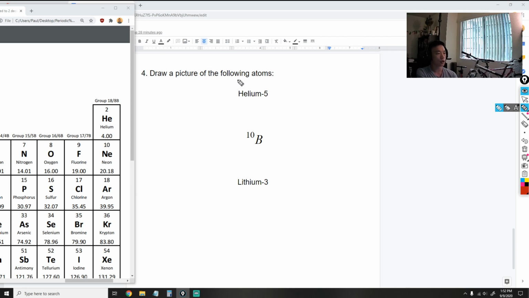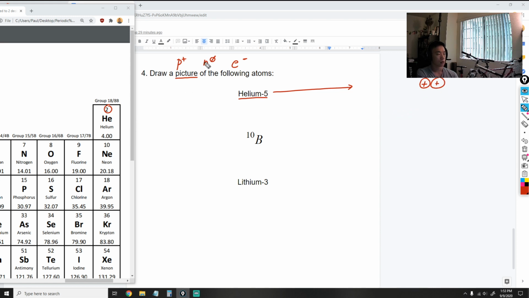Okay, so whenever we want to draw a picture of the atom, we need to know three things. We need to know how many protons there are, we need to know how many neutrons there are, and we also need to know how many electrons there are. Okay, so helium-5. So let's draw a picture of helium-5 right here. So we find helium on the periodic table. Let's figure out how many protons there are. It looks like there's two protons because the number on top is 2. So what we're going to do is we're going to draw 2 protons in the middle, and we're going to signify that with a plus sign.